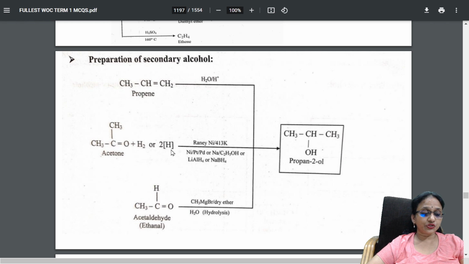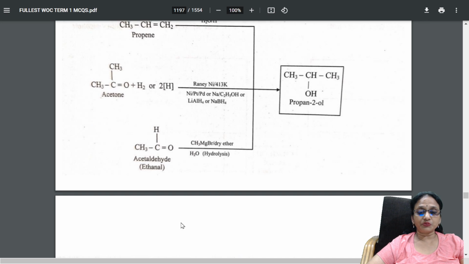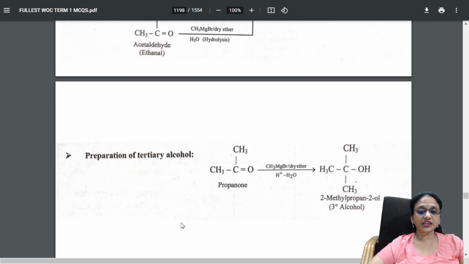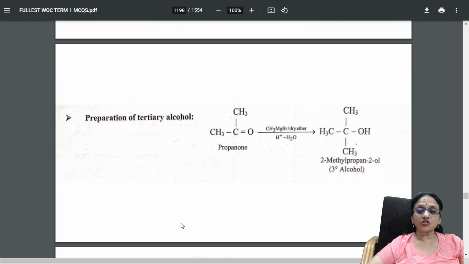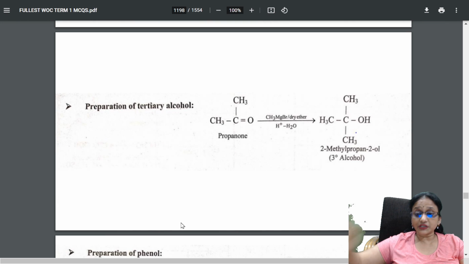So I'm also going to show the reduction process. I've shown you the reaction with Grignard's reagent also. Right, right. So important thing. Further, when I take the tertiary alcohols, here again we are taking Grignard's reagent.